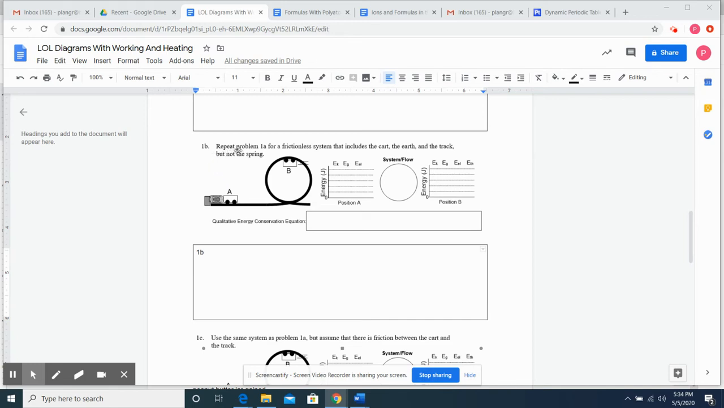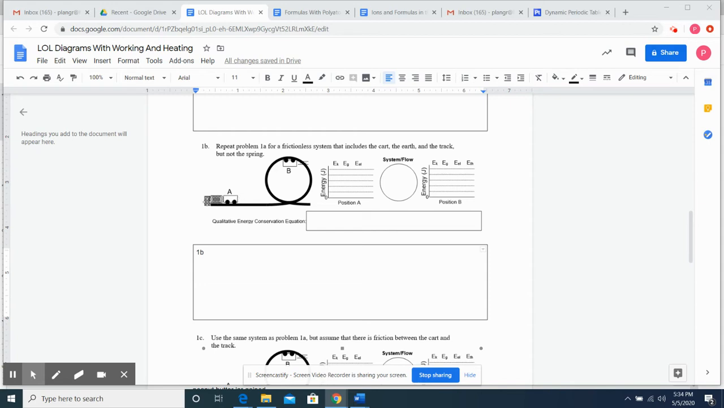It says repeat problem 1A for a frictionless system. If there's a frictionless system, there's going to be no thermal energy created. And it also says that the system includes the cart, the earth, and the track, but the cart does not include the spring. So this spring right now actually does hold some energy, because that spring is going to push the cart, and then the cart's going to go around the loop and it's going to go that way. But that spring energy is not in the system, so we're going to have to find another way to account for that. In fact, that spring is going to do some work on the cart, and that's how the energy is going to get in the cart.